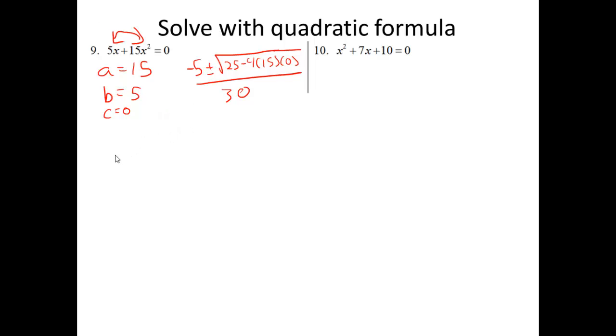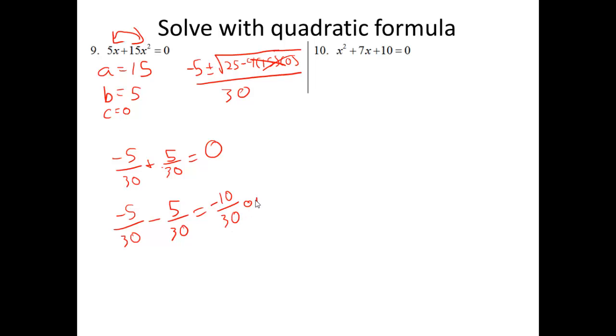So as we simplify that out, we have a negative 5 over 30 plus, now this is going to all go to 0 because we're multiplying by 0. So we just have the square root of 25, which again is 5. So we have 5 over 30. And we have a negative 5 over 30 minus 5 over 30. This is going to be equal to 0. This is going to be equal to a negative 10 over 30 or negative 0.333 repeating.